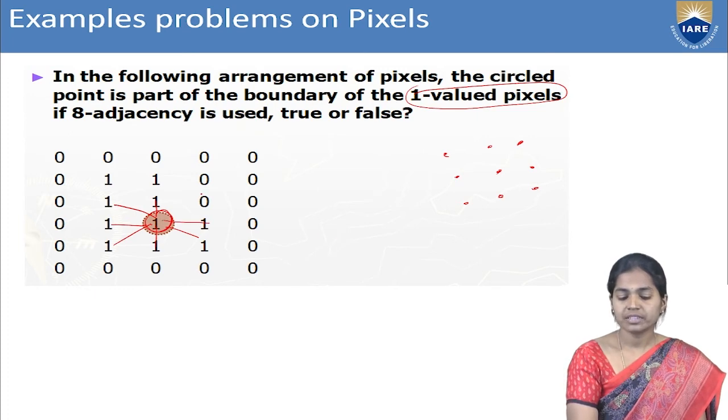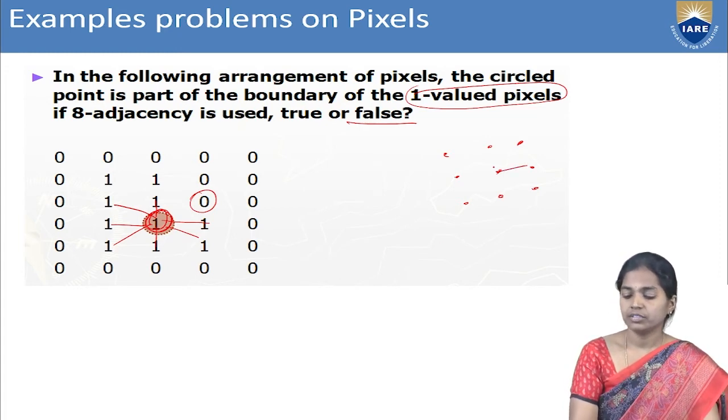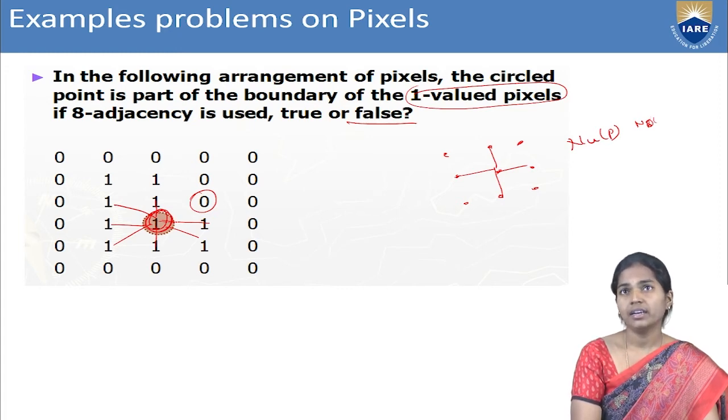But what about this pixel? This pixel value is 0. So is it 8 adjacent? True or false? It is not 8 adjacent. It is a false condition. In this case, 8 adjacency means we can choose either N4 of P and ND of P, that is top, bottom, left side, right side, and diagonal also.